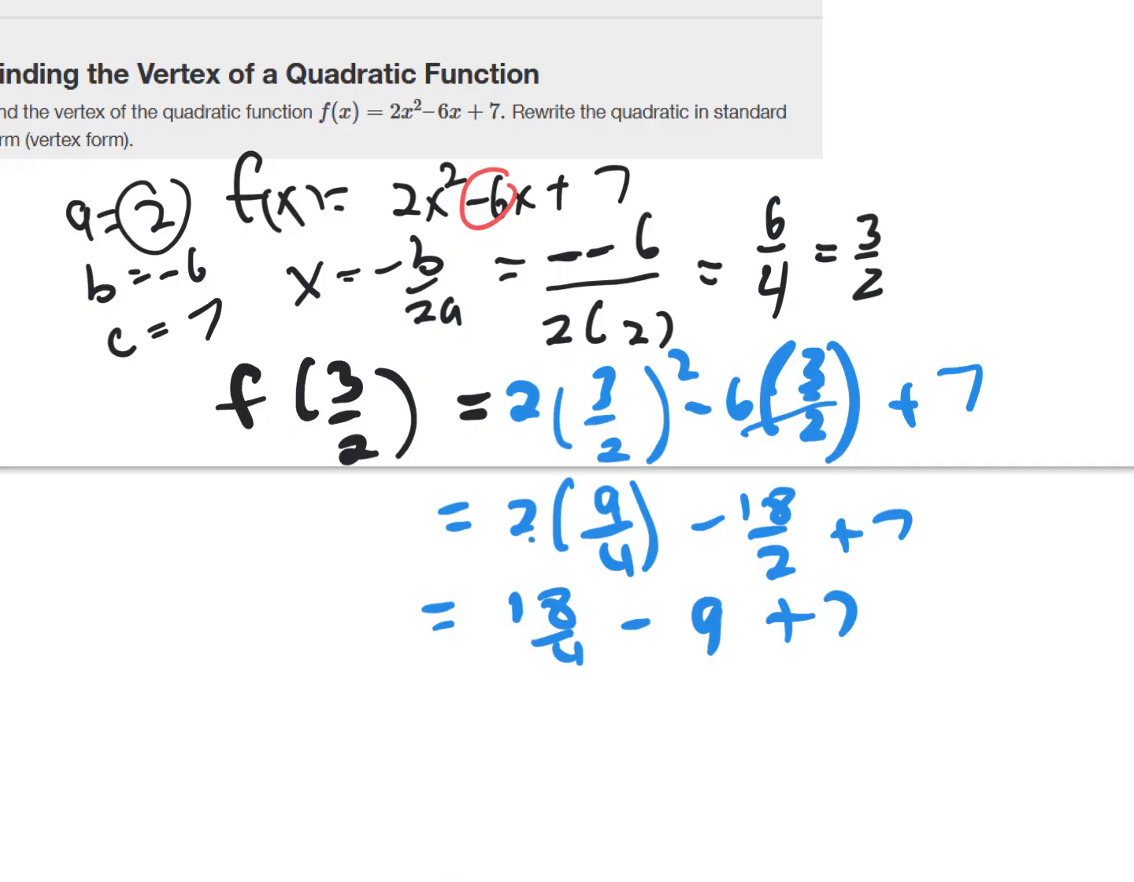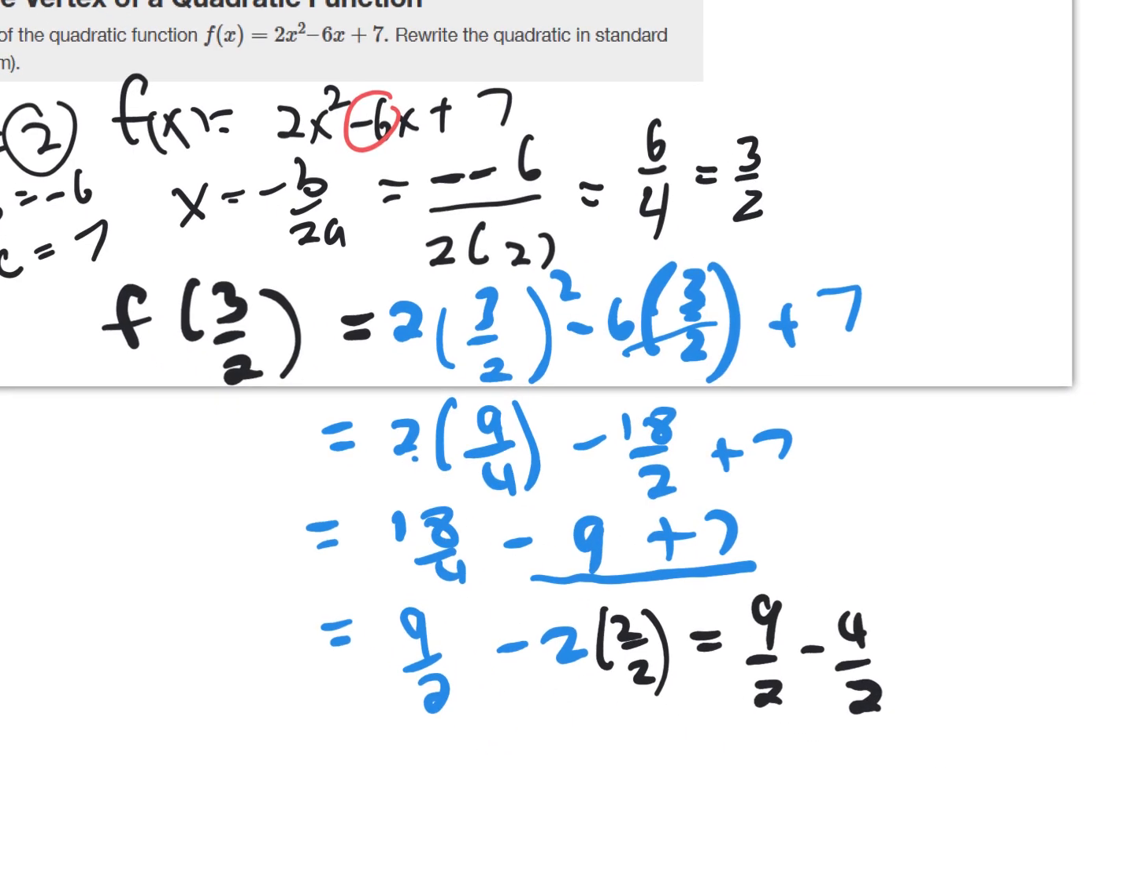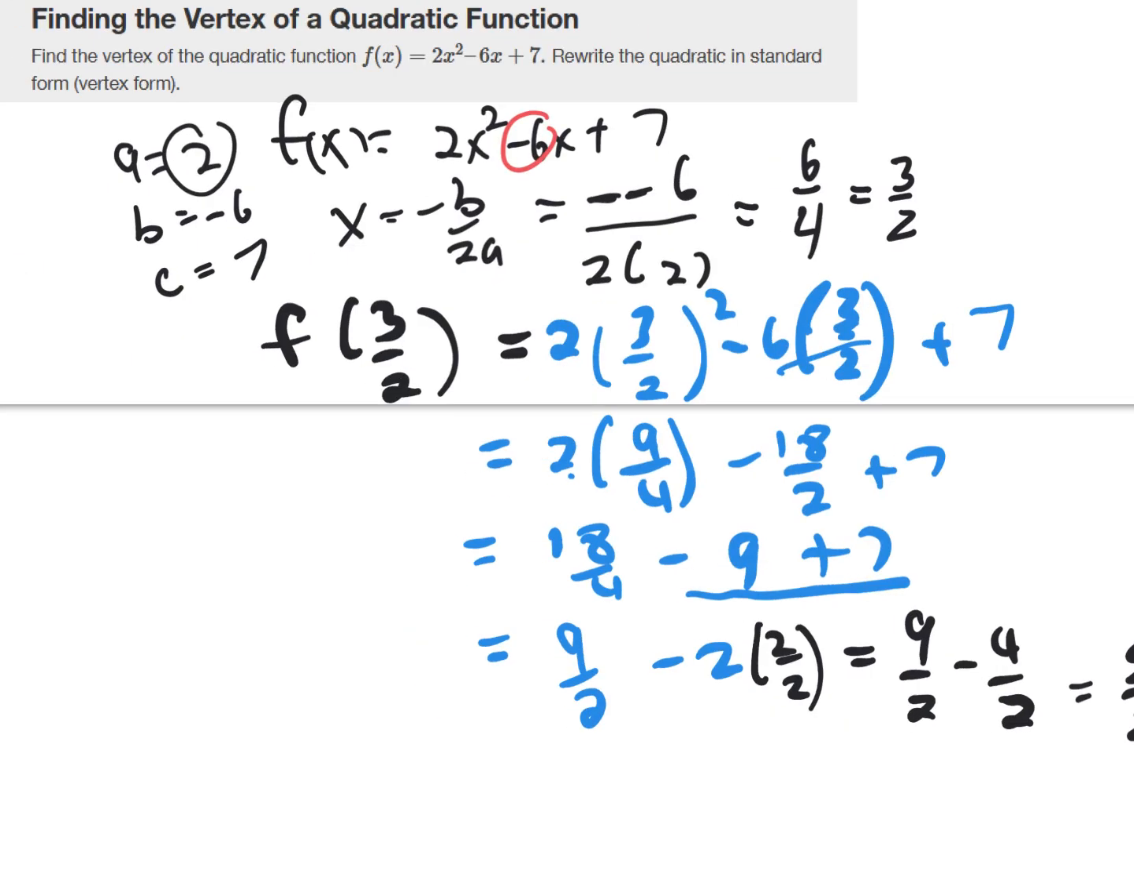So 18 over 4 turns into 9/2 if I reduce it. 9/2. And then minus 9 plus 7 is a negative 2. I'm going to make them the same denominator, so I'm going to multiply this 2 by 2 divided by 2 to give me the same denominator. That gives me 9/2 minus 4/2, which gives me the final answer of 9 minus 4 is 5/2. So there's my vertex.